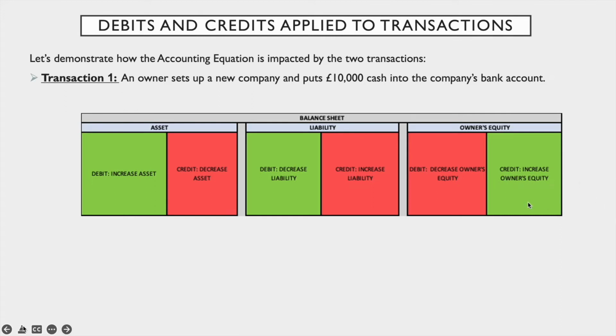This isn't something you would have to write out every time. It just shows the first time you may be going through it. We just want to really have solid foundations, so this is a way of visualizing it. So we'll go for transaction one.